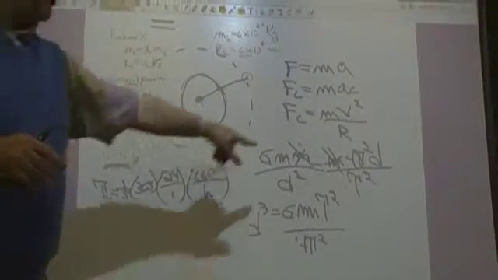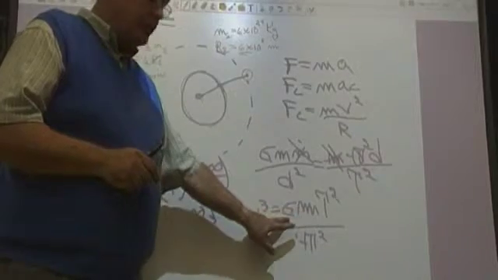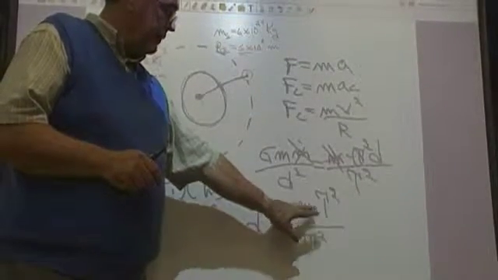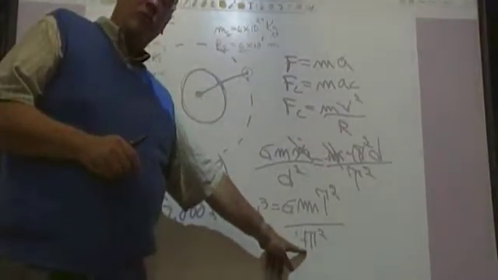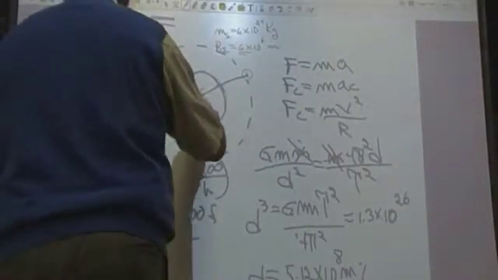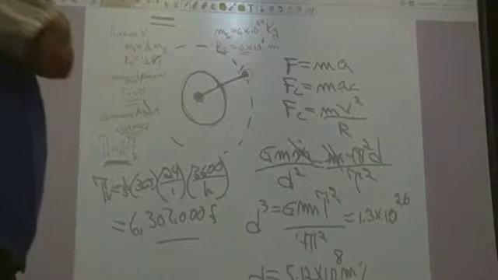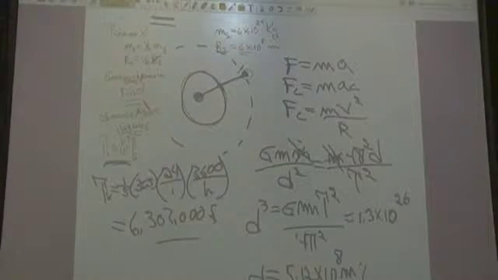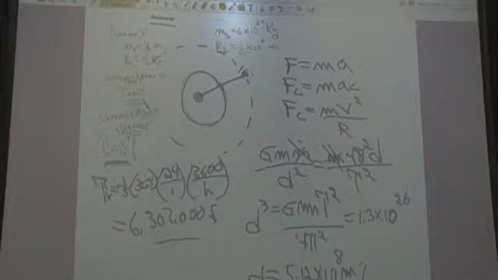So that tau would go over here. So d cubed equals G, the universal constant, times the mass of planet X times tau squared, this number, divided by 4 pi squared. Crunch all those numbers, and we get 5.12 times 10 to the 8 meters. Now that d is the distance from center to center.